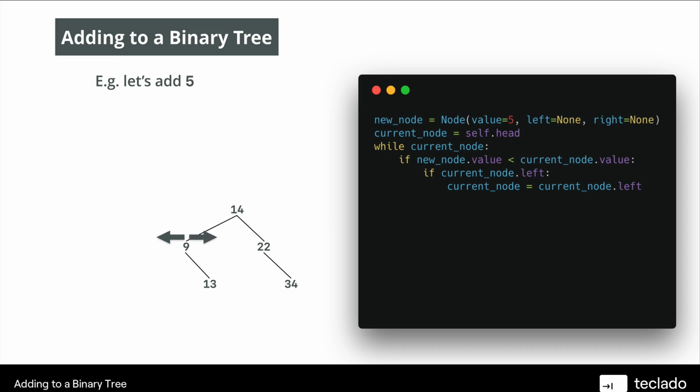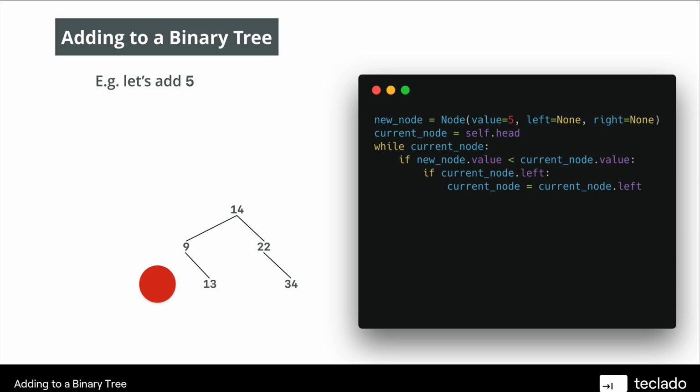Then we go back to the top of the while loop. So current node is now 9, because we've set it to be 14's left. Once again, we ask ourselves, is the new node's value less than the current node's value? So new node is 5, current node is 9, so the answer to this is yes. Then we're going to ask ourselves, is there a left node on current node? The answer is no, so we need a little bit more code here.